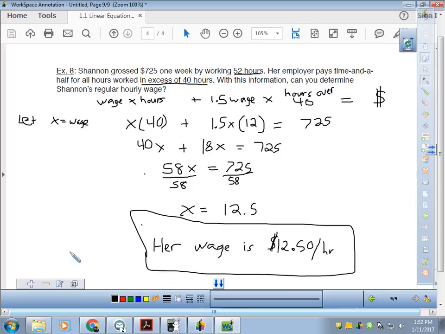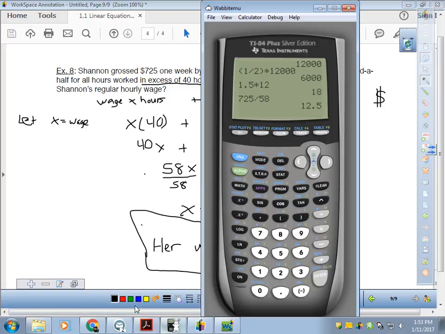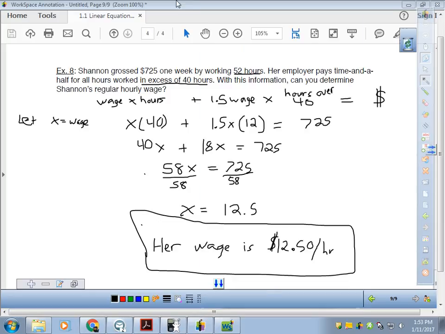Does that sound like a reasonable wage? Yeah, it does. I mean, she's got a decent wage, $12 per hour. Plug it in there for your X, and you can actually check it. You can check this out and say, okay, if we take her wage, $12.50, multiply it by the first 40 hours she worked, plus 1.5 times her wage, $12.50, times the extra hours she worked, which was 12, and hey, look, it does come out as $725, so it does make sense.